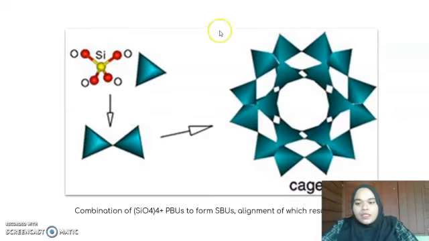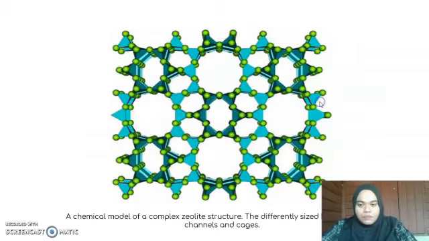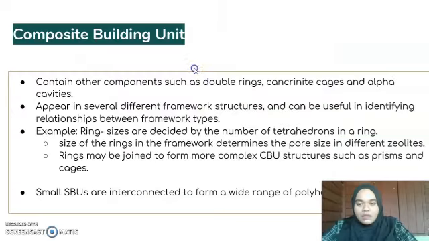So basically, this is what we talk about. The primary building unit will link together to form secondary building unit, which will result in a cage. This is an example of a chemical model of a complex zeolite structure. The differently sized holes represent channels and cages. So we can see that we have two sizes here, the small and the big.